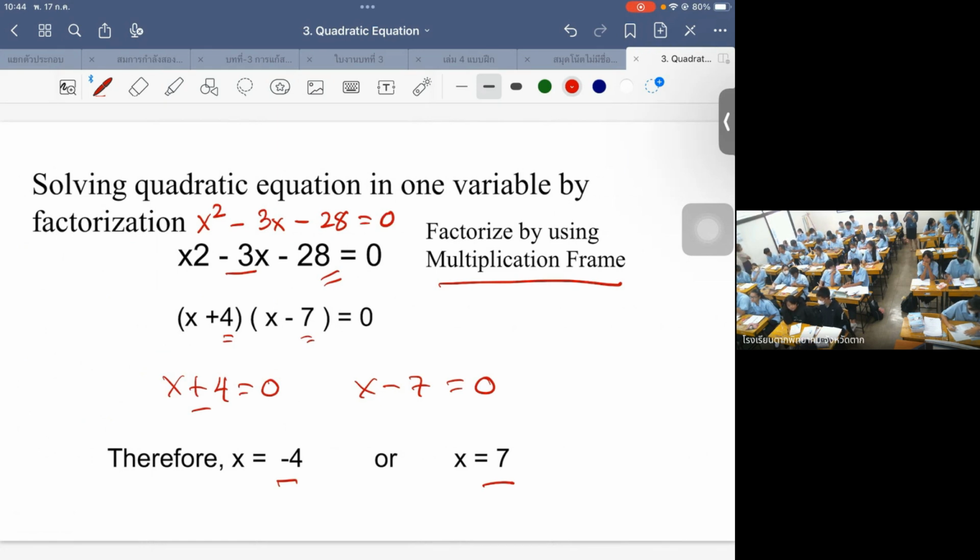By using multiplication frame. Okay, remember, when we get the factors, so this is how to solve a quadratic equation in one variable by factorization by using multiplication frame. All right? Understood?